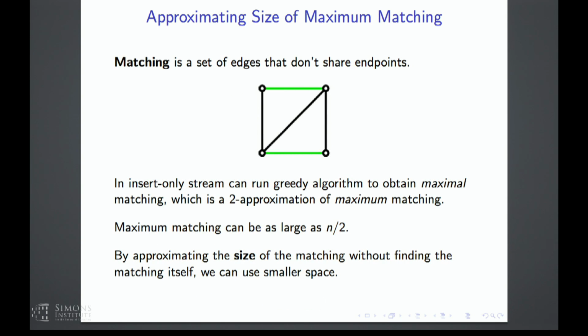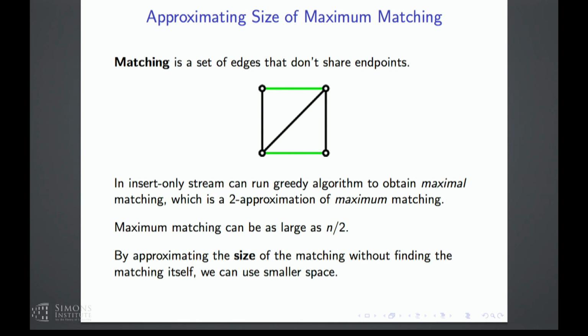Defined more formally, a matching is a set of edges of the graph that don't share any endpoints. And we want to find such a set of maximum size. So in this graph, for example, the two green edges form a matching, and it is a maximum matching in this graph. If our stream only has insertions, then we can just run the greedy algorithm to obtain a maximal matching, which immediately gives us a 2-approximation of maximum matching.